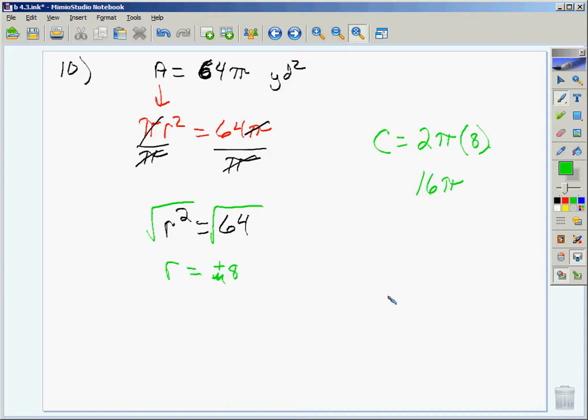Anytime they've given you the area, immediately write down the area formula. It is a formula-driven problem. The minute they tell you they've given you circumference, write the formula down for circumference. It is a formula-driven problem. Everything that you need to know is going to be inside of that formula.